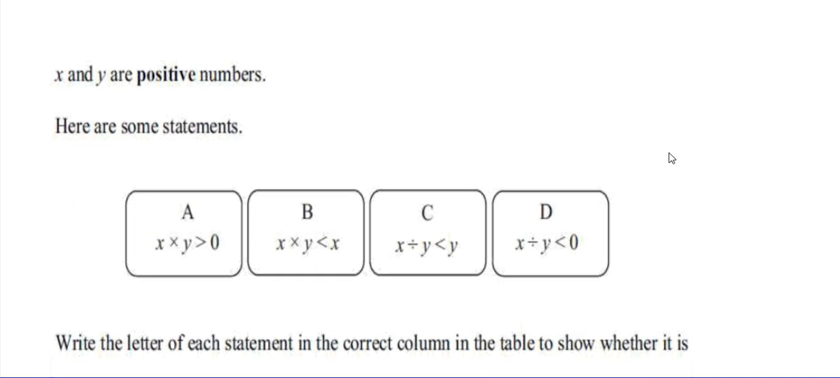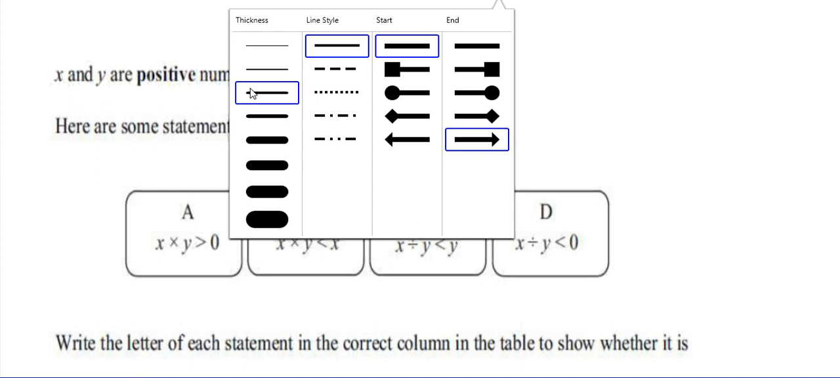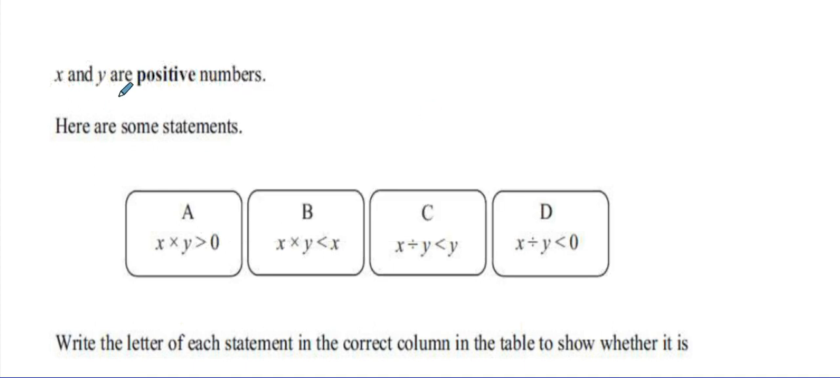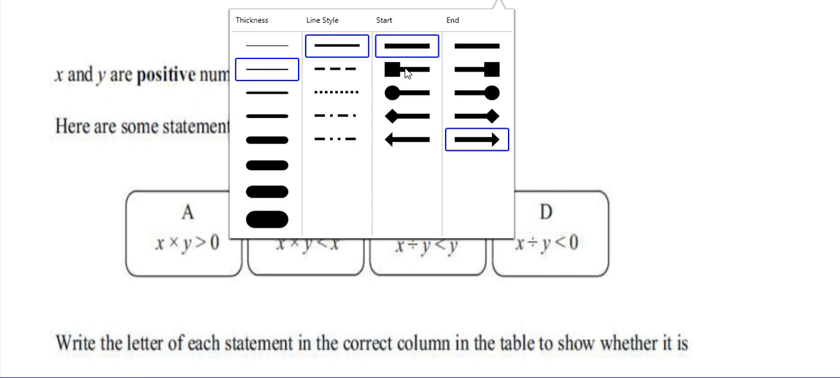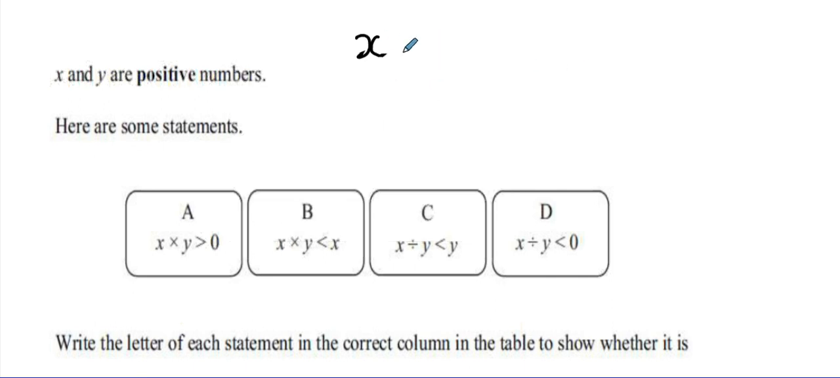This question is talking about x and y. X and y are two positive numbers. So I can assume x to be equal to any positive number, for example positive 2, and I can assume y to be equal to any other positive number, say positive 4, for example.